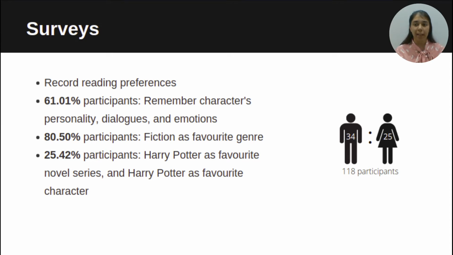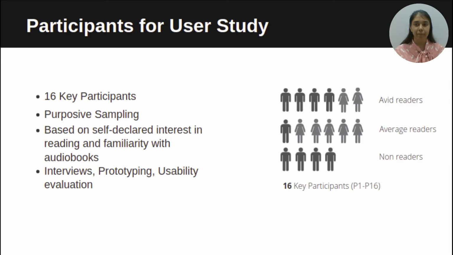They reported that character personality, dialogues, and emotions are the most noticeable traits of a character. We used purposive sampling to recruit 16 key participants for our study based on their self-declared interest in reading and familiarity with audiobooks. We categorized them as avid, average, and non-readers.